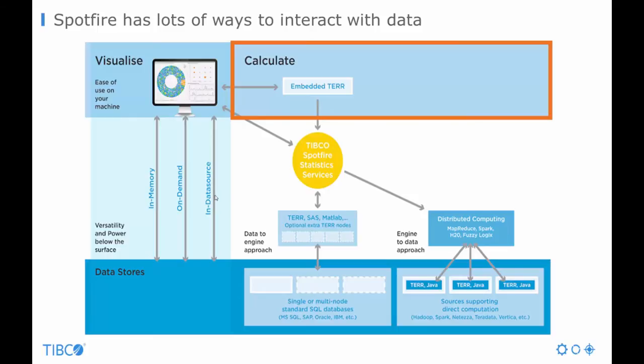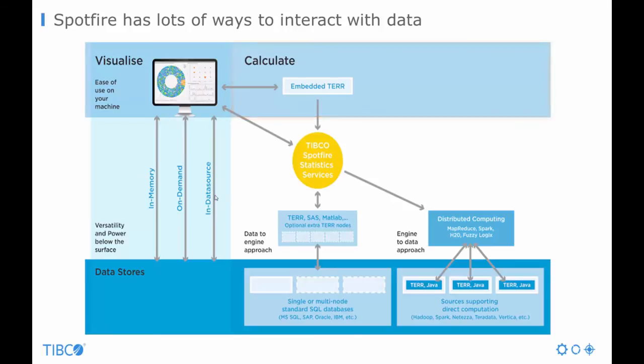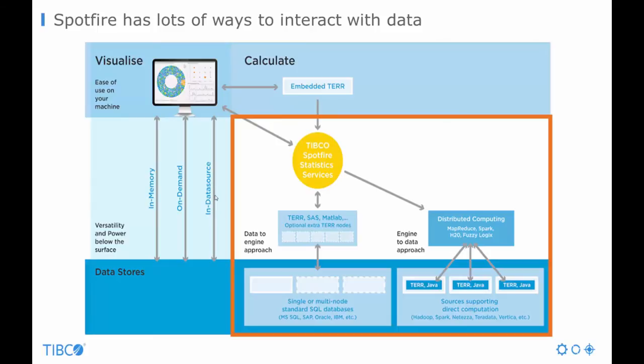TERR comes with on-premise Spotfire, meaning that when you buy Spotfire, TERR is already in it, no need for extra installations. You can use it for running any sorts of calculations on in-memory and on-demand data. For example, you can load total sales over time from your big data, load it into Spotfire, and then use embedded TERR for forecasting future sales. However, if you want to do calculations on in-database data, you will need to use TERR on a server, which brings us to the next section.